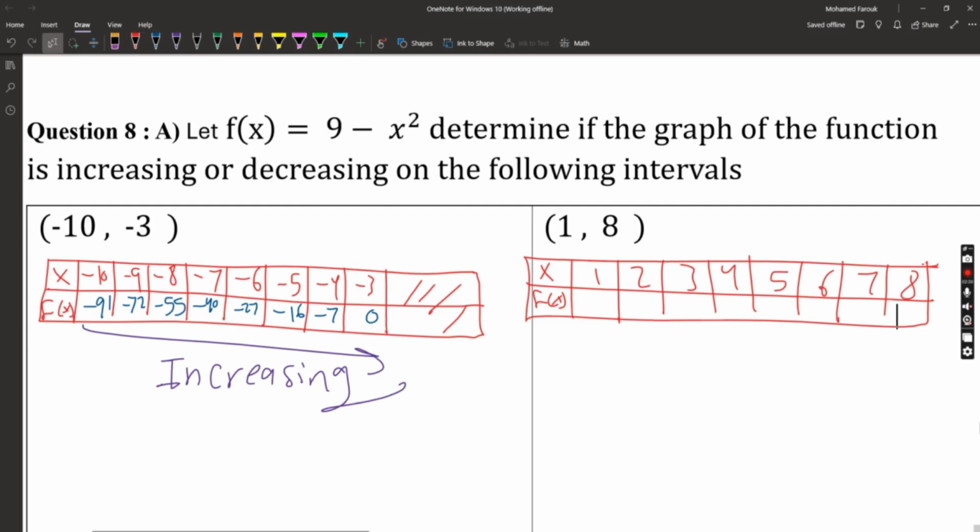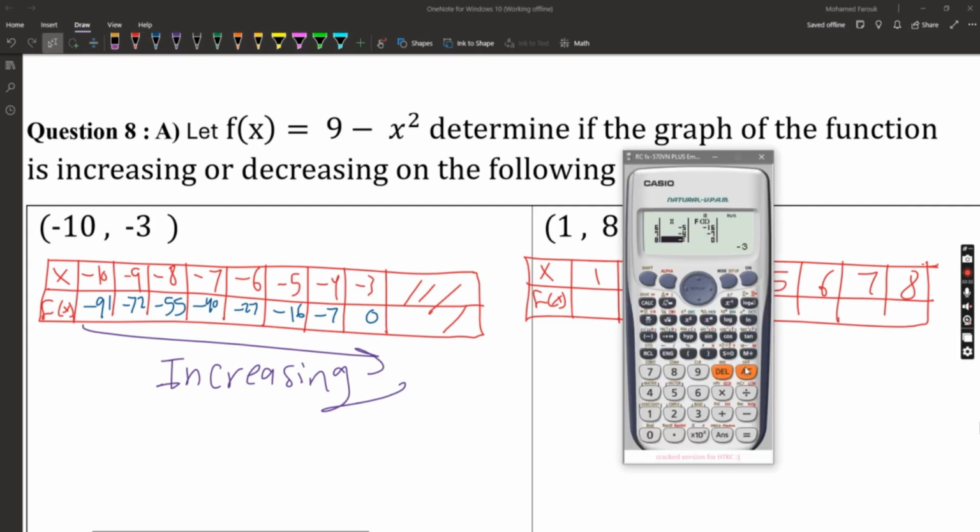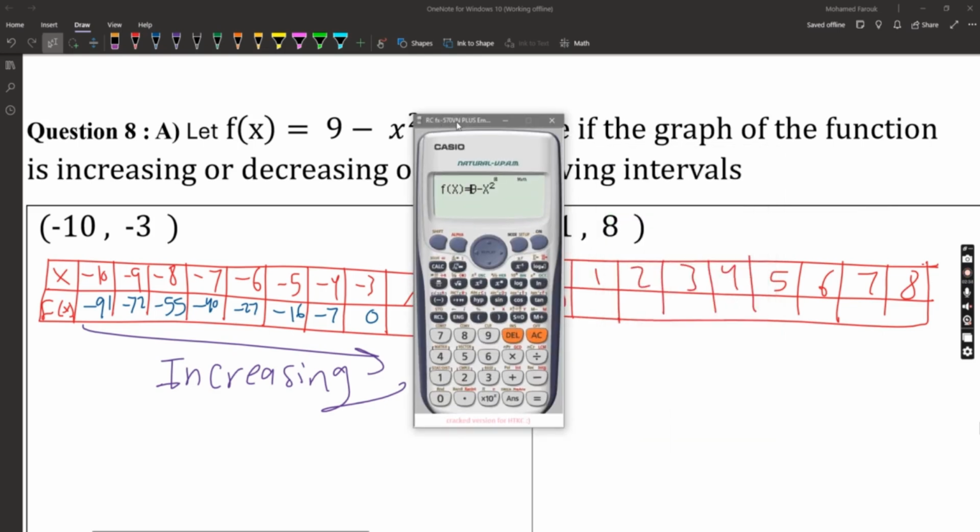Okay, we'll make a table. It's the same function, so I have it already here. I will start, and you will tell me where you want to start. I want to start at 1, end at 8, and your step is 1.